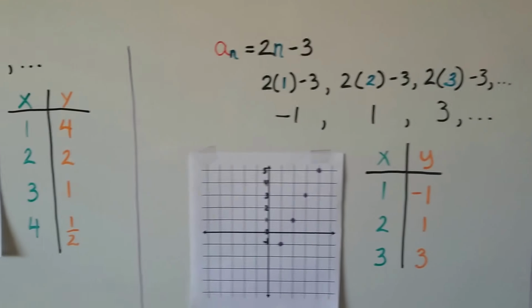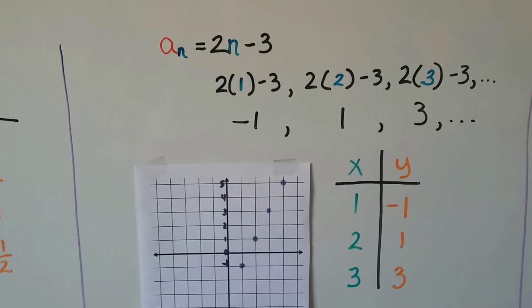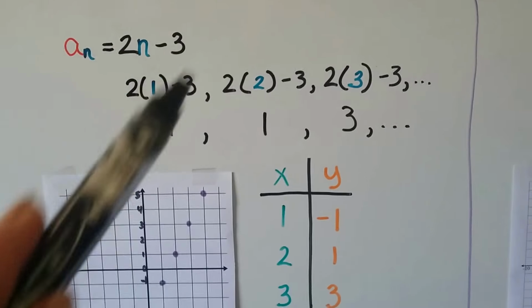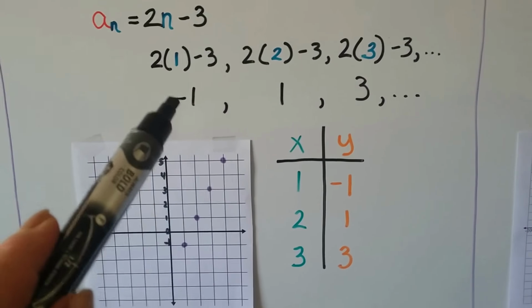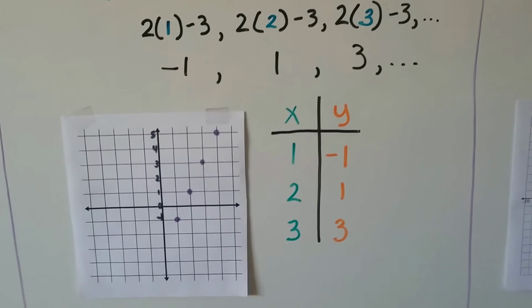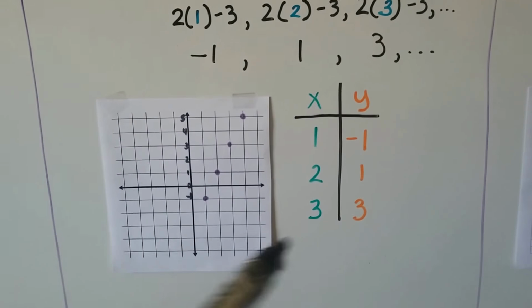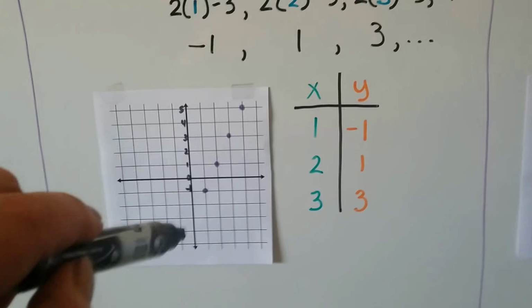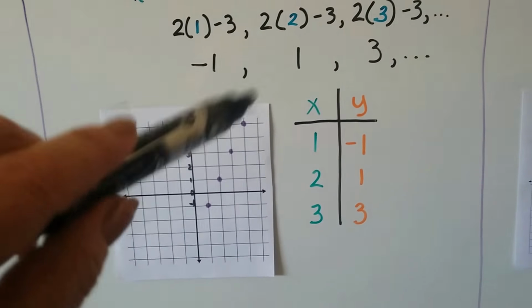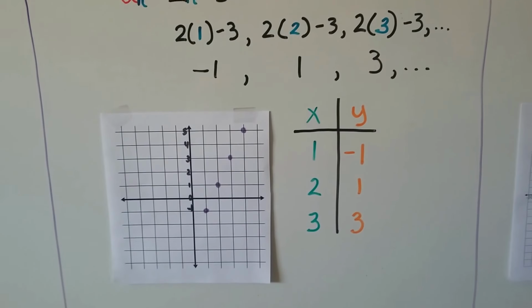If we have a sub n equals 2n minus 3, we can plug in a 1 for n, then a 2, then a 3. We can do the math. We get -1, 1, and 3. Those are going to be our y values. X is just going to be 1, 2, 3. Look at that, we have a linear graph here, don't we? It's going in a straight line. See that?